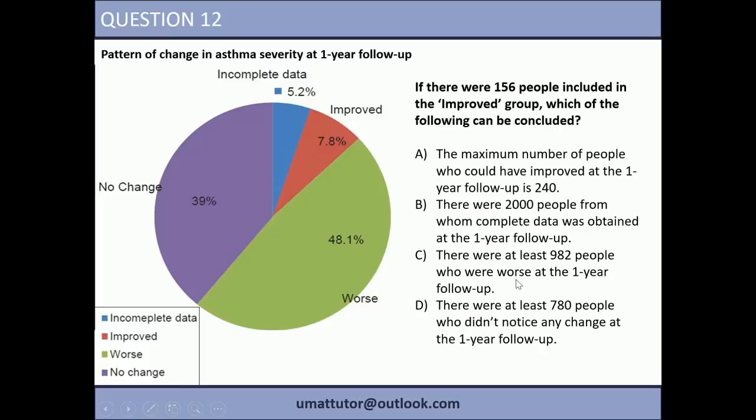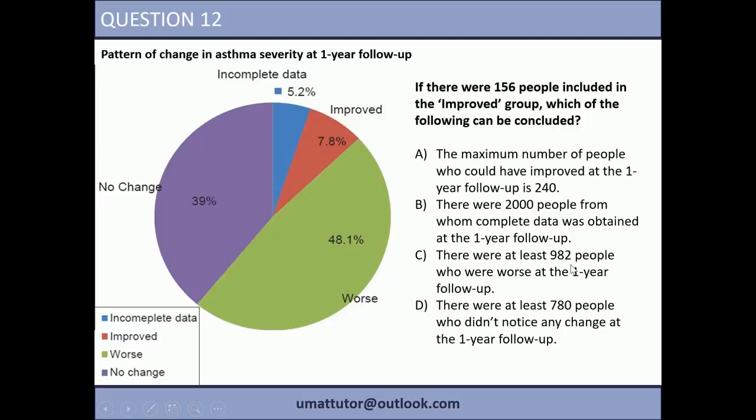C, there are at least 982 people who are worse at the 1 year follow-up. So that's this group here. So it's the worst group plus potentially some of the incomplete data. The wording is quite good because we have "at least", which accounts for that. It accounts for the fact that we know we have the green group who have worsened, but we may also have some people worsening in the incomplete data set.